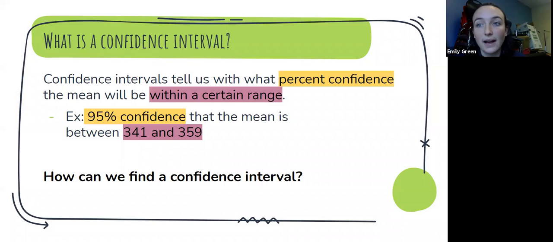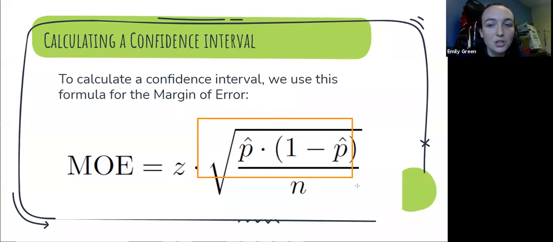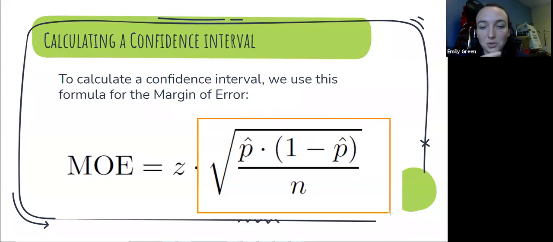How can we actually find a confidence interval? So this is our equation, and you've actually seen part of this. If you notice this second half of the equation, you already copied down as your standard error. So to calculate a confidence interval, we're going to use this formula for the margin of error. The z, that's the z-score.